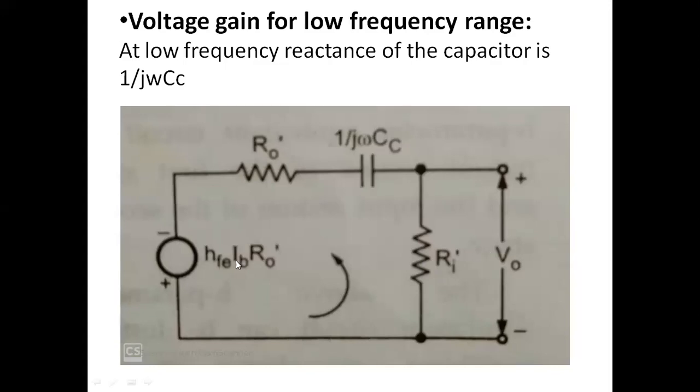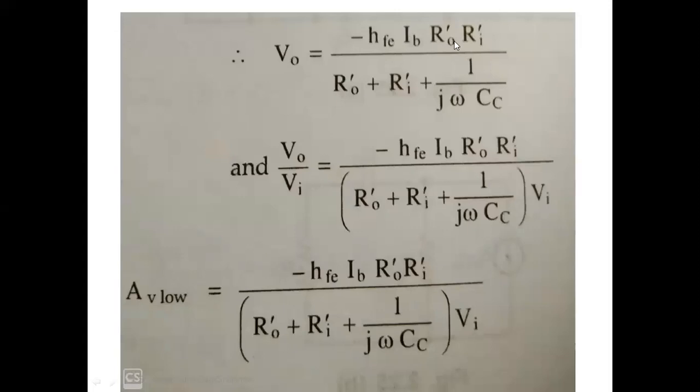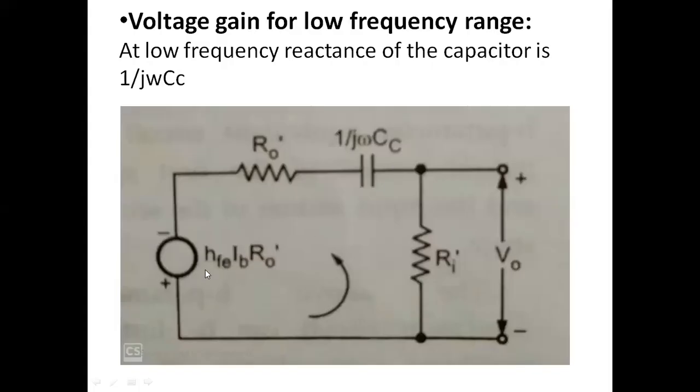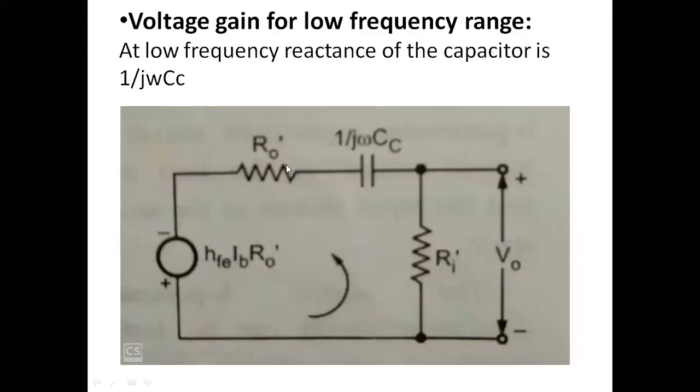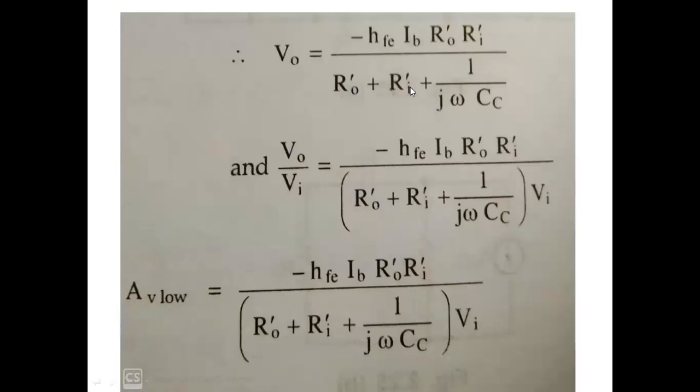So V0 is equal to minus hFE IB R0 dash. This is V1 into R2. This is RI dash. So minus hFE IB R0 dash RI dash by the total resistance. This is R1, this is R2. R1 is the series combination of these two resistances, which becomes R0 dash plus 1 by j omega Cc. This is R1 plus R2 is RA dash. And the total value becomes R0 dash plus RA dash plus 1 by j omega Cc.